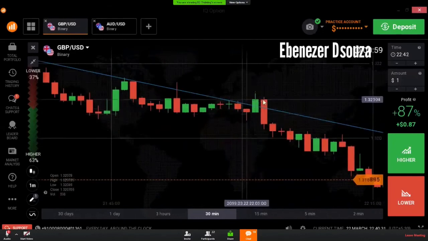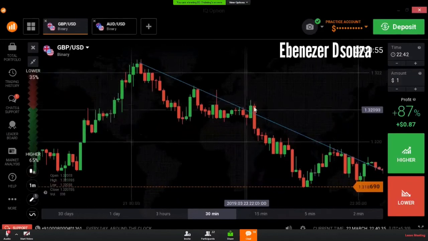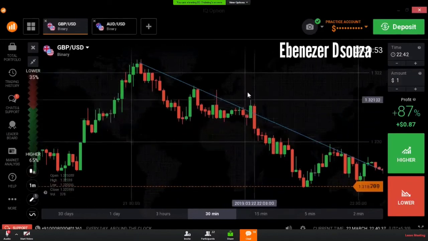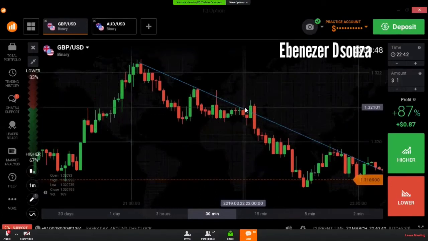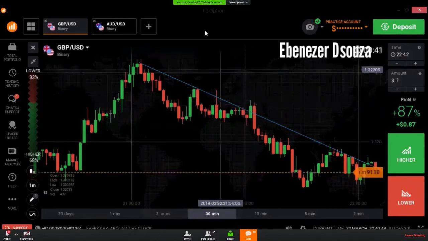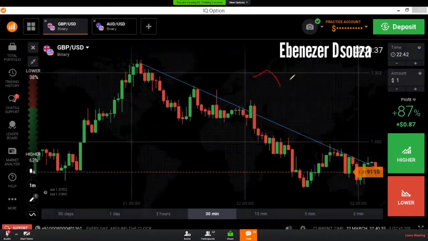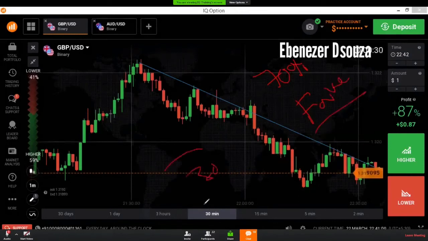You are seeing a fake breakout here. First entry point, second entry point, a fake breakout here. If you see any breakout, there is a chance to enter sellers and buyers. So it's better to place your trade here lower option instead of higher option, because I already told you 70% of the time the breakouts are fake breakouts. Only 30% of the time you are seeing real breakouts.